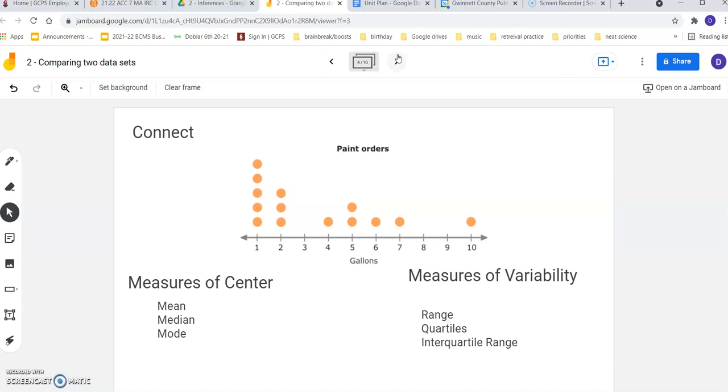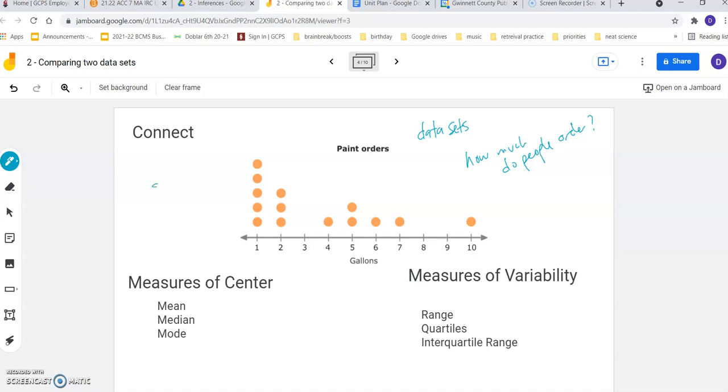All right, so we have reviewed, and in sixth grade you learned different ways to look at sets of information, which we often call data sets. So this is a data set showing when people ordered paint, how much paint did they order? 5 people ordered 1 gallon, 3 people ordered 2, and so on and so forth. And so to answer a question like, how much paint do people order? It's very strange when they ordered different amounts of paint.